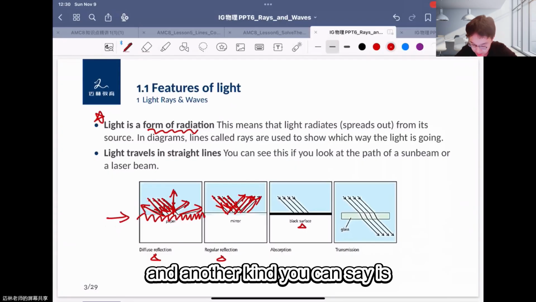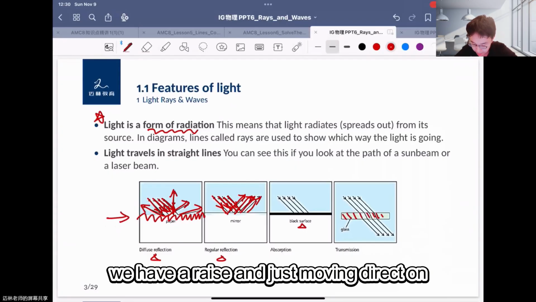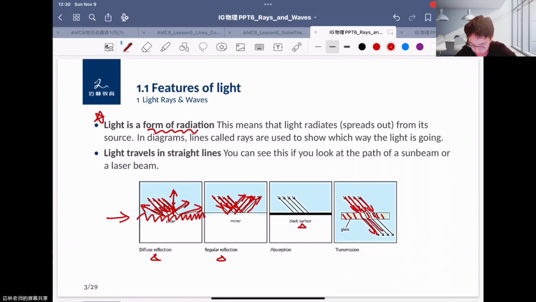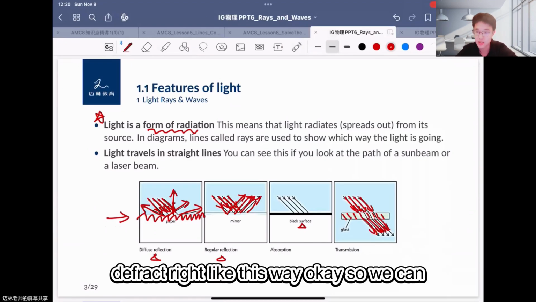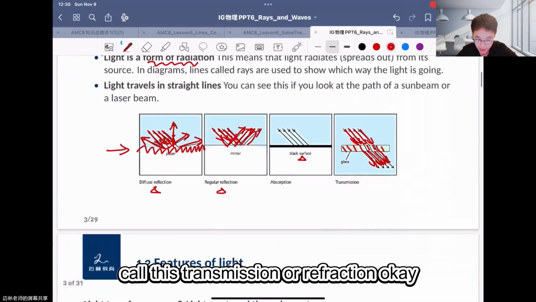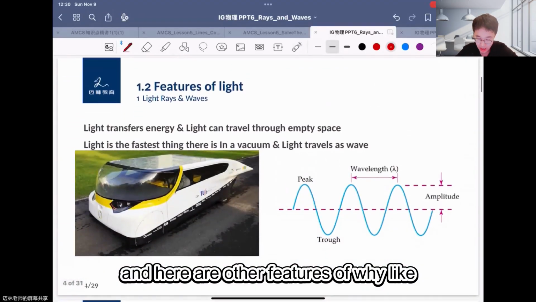Another kind is transmission. Here we have a ray moving directly onto a plane or plane mirror and then it bends, like this way. So we can call this transmission or refraction. And here are other features of light.